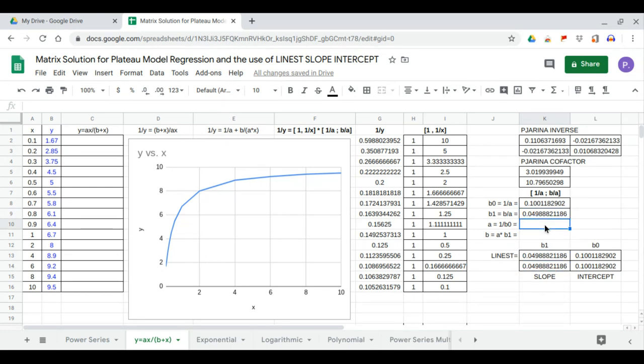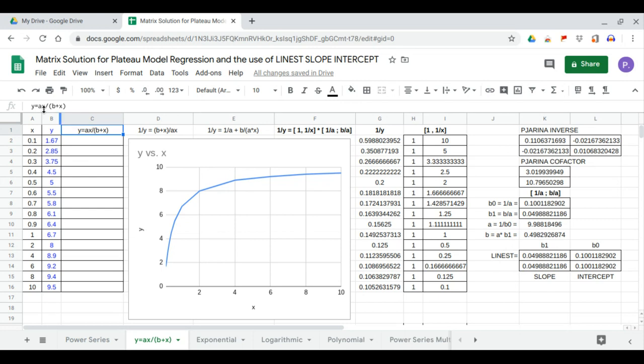We can calculate the value of a. The value of a is the reciprocal of b0, so equals 1 over b0. That's 9.988. And the value of b1 equals b over a, therefore b equals a times b1. That's 0.4982. Now we can use these values to draw the trend line.